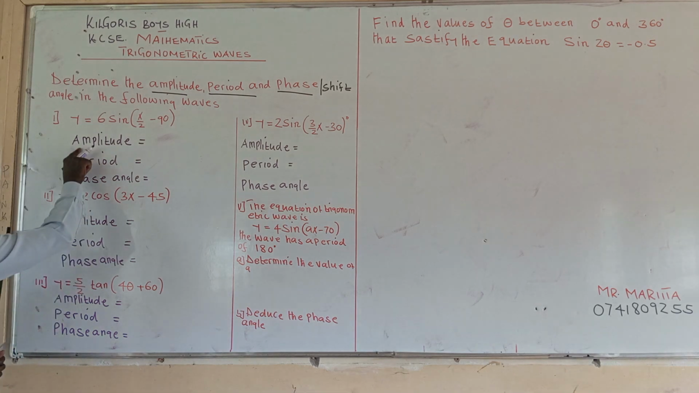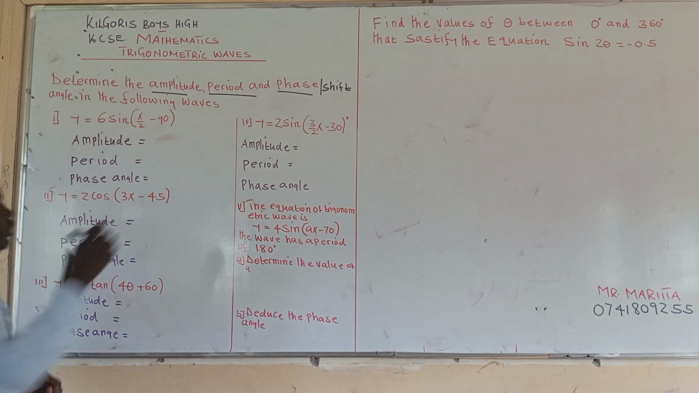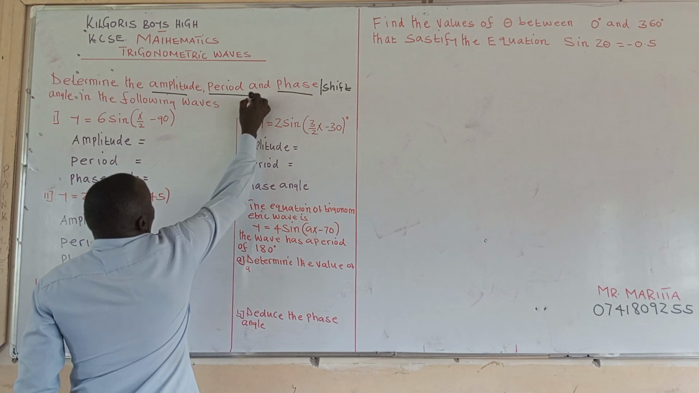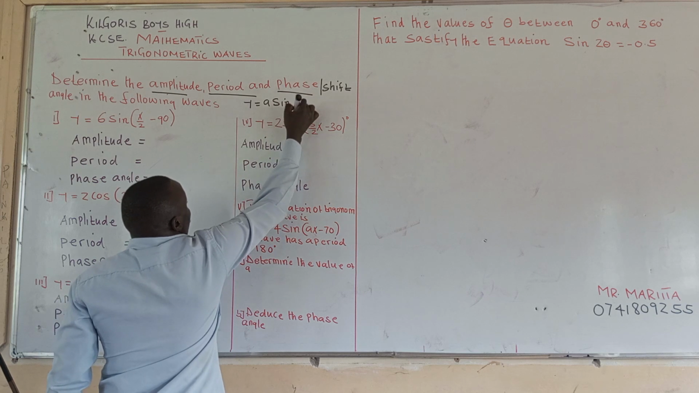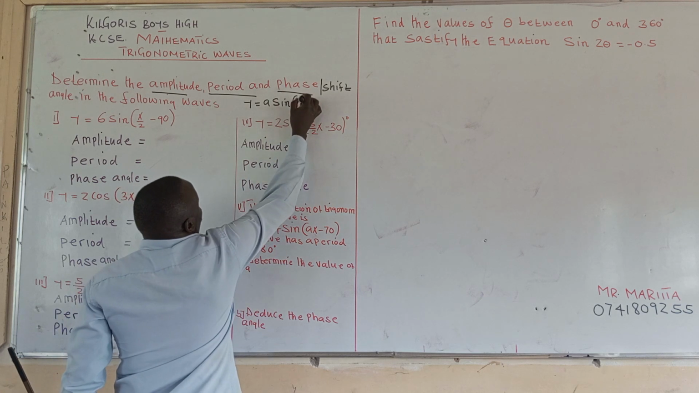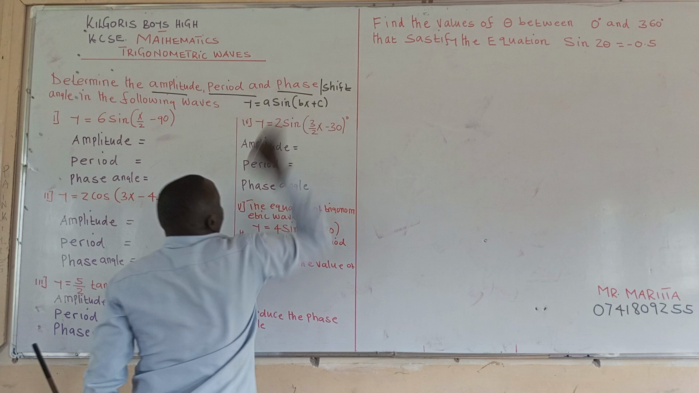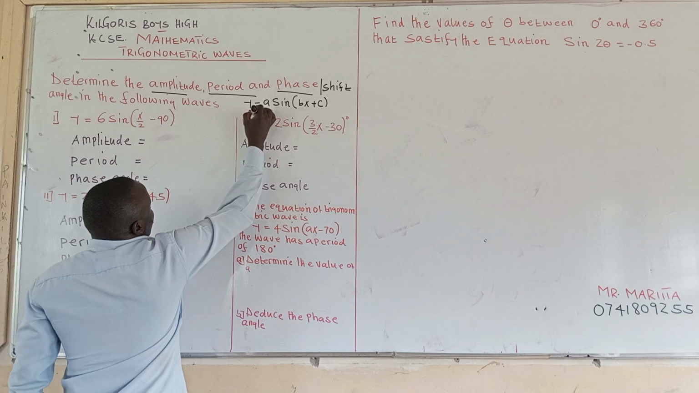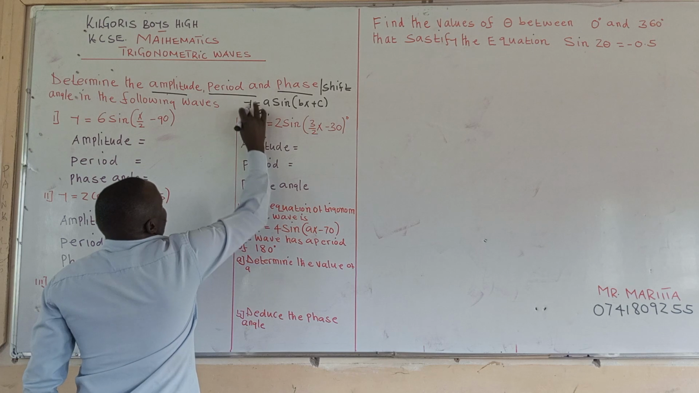So we have amplitude. Where do you get the amplitude? You find the number before the sine. So if we have a formula here that y is equals to p, sine or cos or tan, px minus or plus c. So how do you get the period? Period normally is 360 divided by p. Then the amplitude, this is the amplitude.